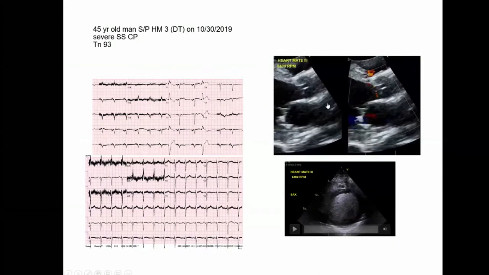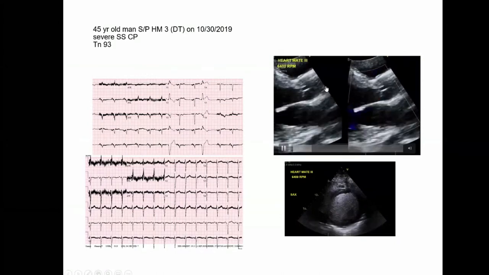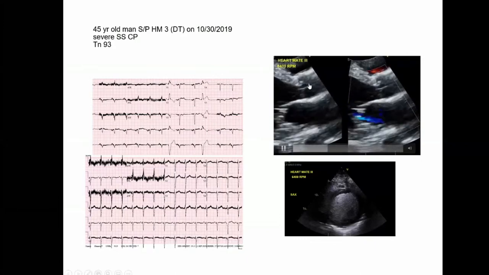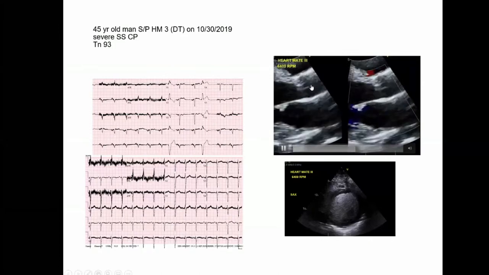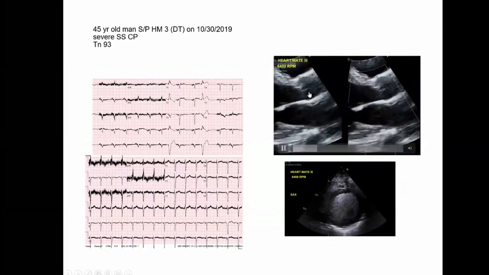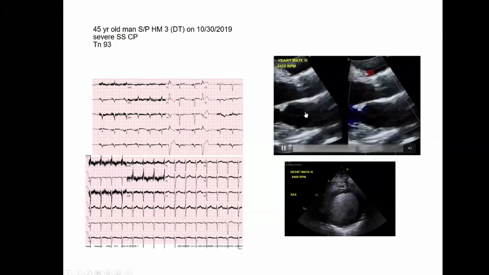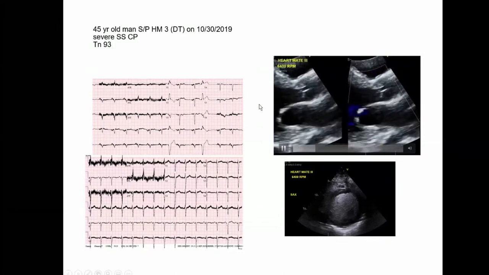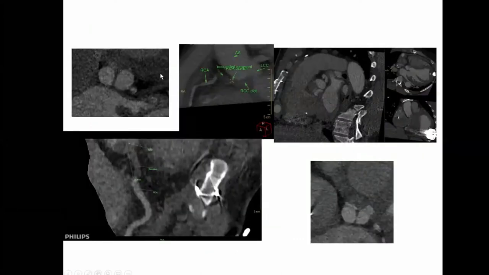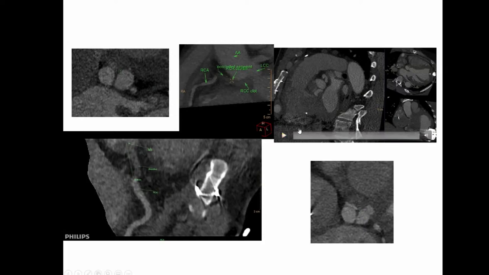I want the fellows to pay attention here, because when you read an echo in an LVAD patient, this aortic valve doesn't open. There's a little bit of a kind of grayish area. Is it real or is it not real? I think this case is quite interesting because the patient ended up having a clot in the right coronary cusp of the aortic root. As you can see, the clot extends inside the proximal RCA.